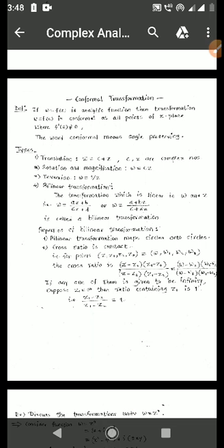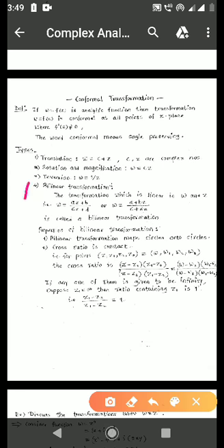The next is rotation or magnification. So w equal to c into z is called rotation and magnification. Third is inversion, that is w equal to 1 by z, called inversion transformation. And the last is bilinear transformation.